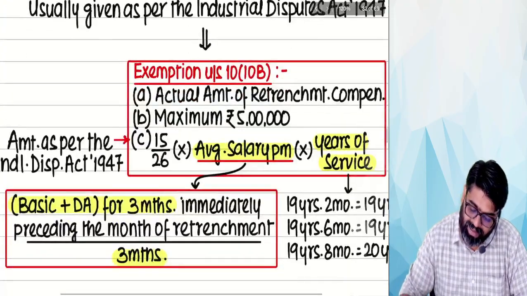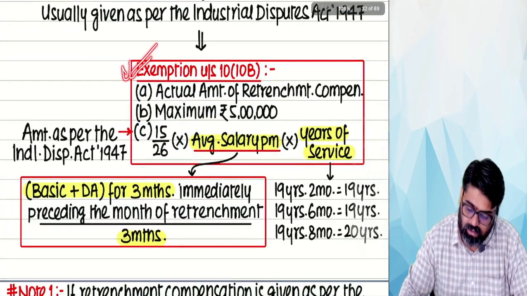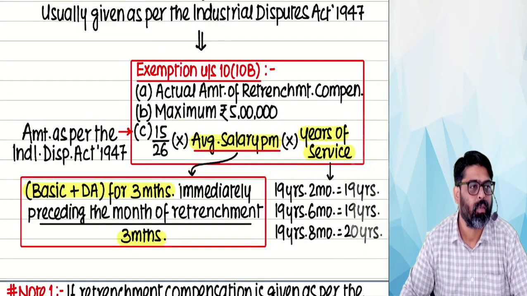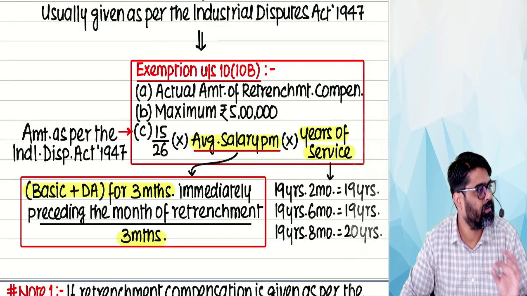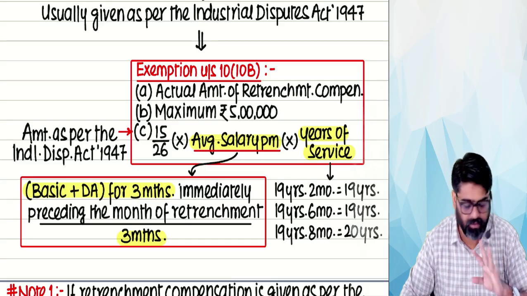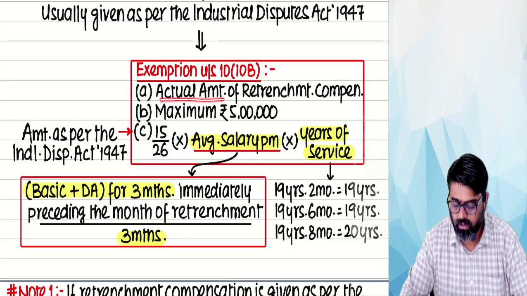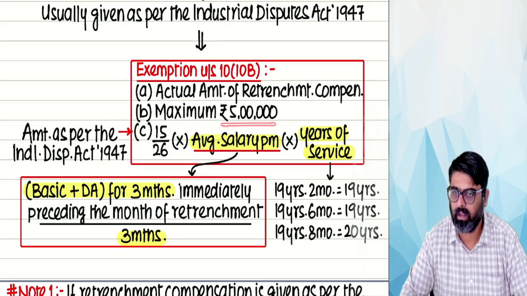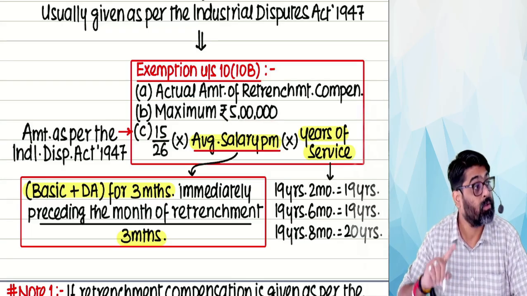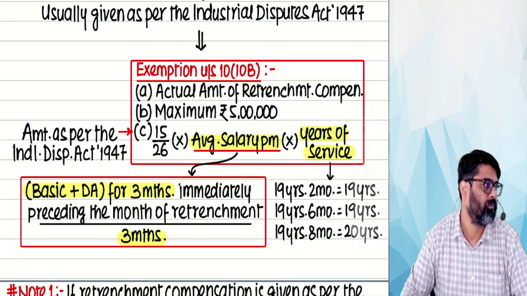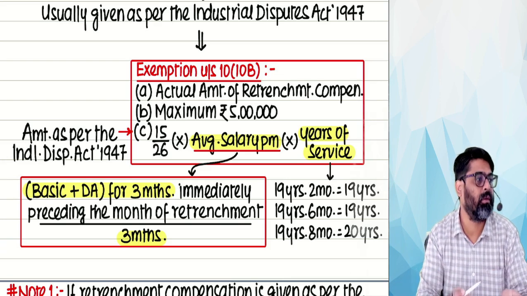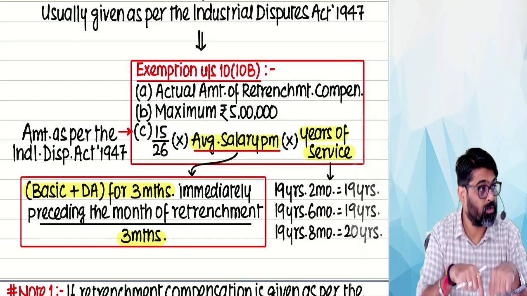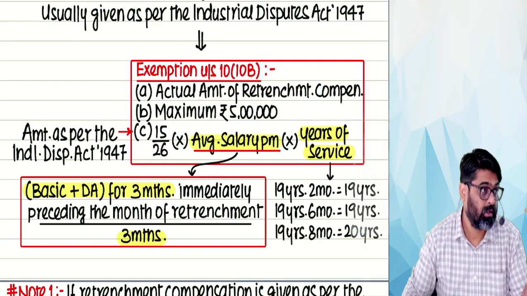The exemption is given under section 10(10B). How much exemption? A, B, C, whichever is lower. A is the actual amount of retrenchment compensation. B is maximum 5 lakhs. And C, the amount as per the Industrial Disputes Act. Because this compensation is given because of the Industrial Disputes Act, you'll have to check the limit given in the Industrial Disputes Act.